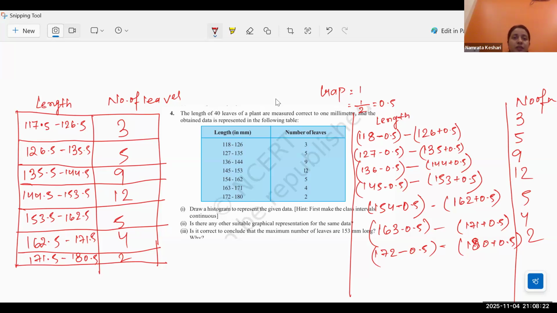So yeah, now we can draw the histogram. I can just show you how to plot it. Can I rub the right side table, where I have shown that 0.5 will be subtracted from the lower limit and 0.5 will be added to the upper limit? Okay, I'm going to rub it.